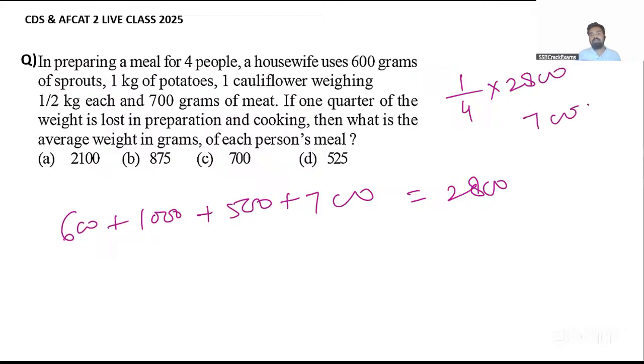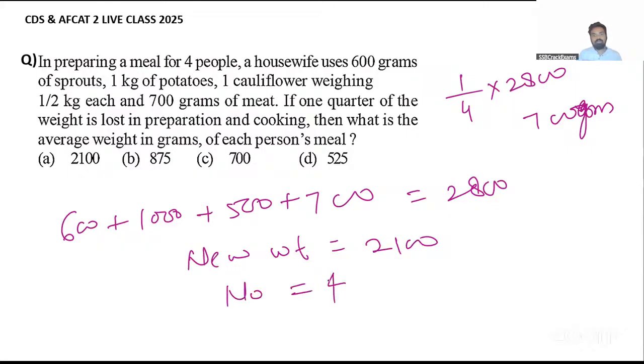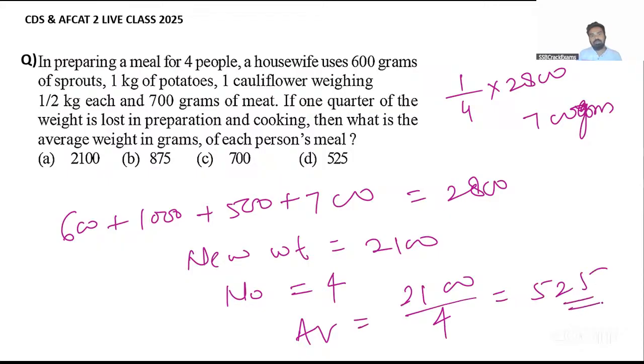One quarter, it means 1 upon 4 of 2800. It means 700 grams has been lost. So the new weight is 2100. And the number of people is 4. So the average is equal to 2100 divided by 4, which is 525. It is option number D. It was easy. Okay.